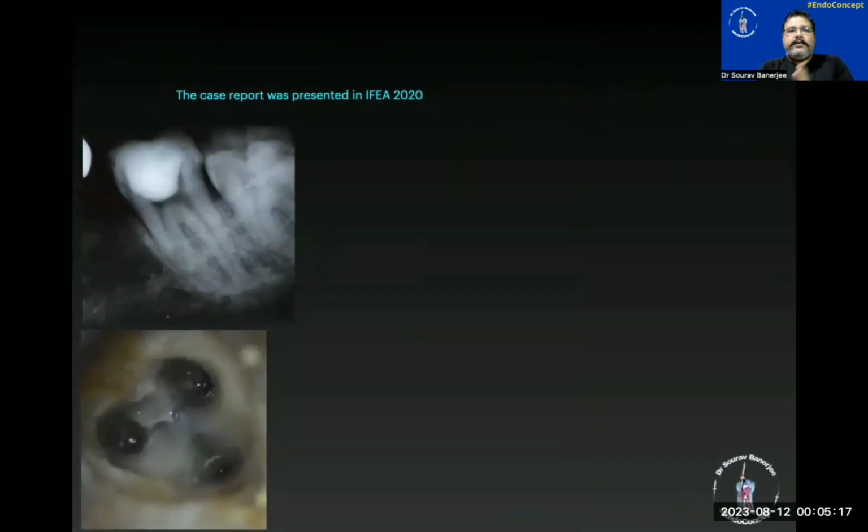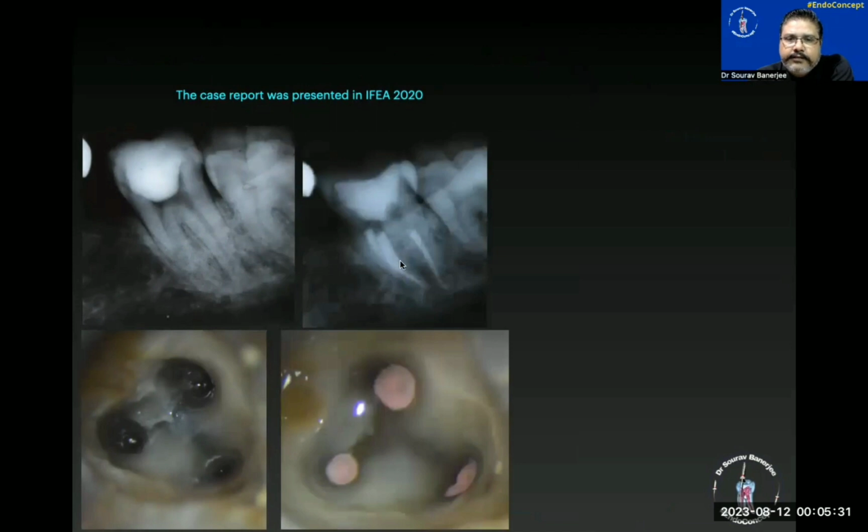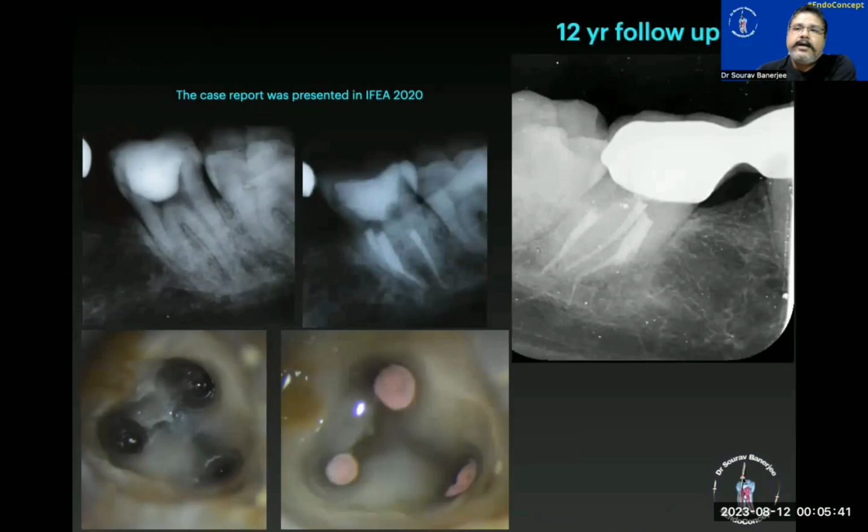Now, this is the case that we did. This is just after retrieval, what you can see. These are the intra-chamber pictures after retrieval, and though it appears a quite amount of dentin has been sacrificed, this is after post-obturation. But the best part is that in a 12-year follow-up, the case is doing just wonderful. So this is one aspect I need to stress upon here.